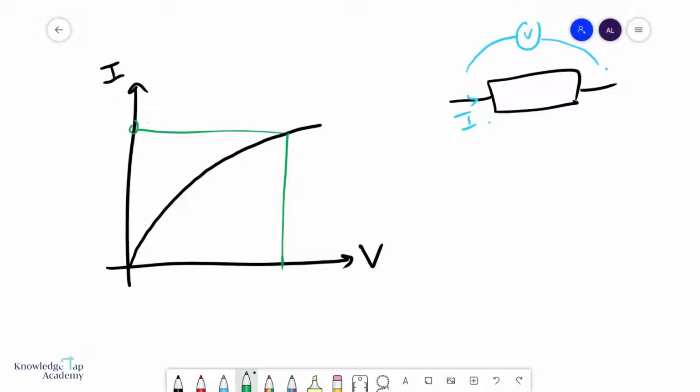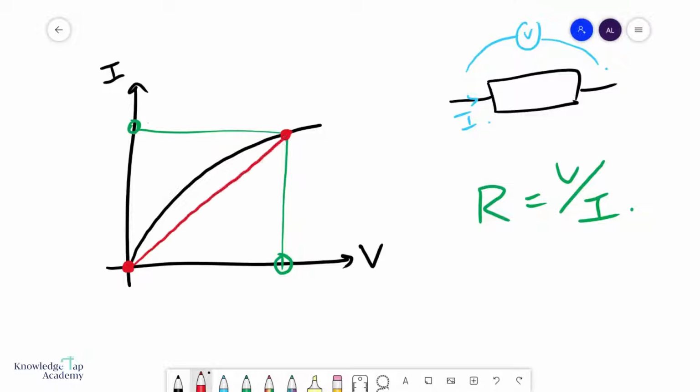Also, from the IV graphs, you will be able to tell how the resistance of a component changes as the potential difference changes. Simply, of course, take this value of V divided by this value of I, and you will get the resistance. Graphically, the way to do that, okay, we know that the resistance will simply be the inverse gradient of the straight line from the origin to the point of interest. So you're going to take the inverse gradient of that.